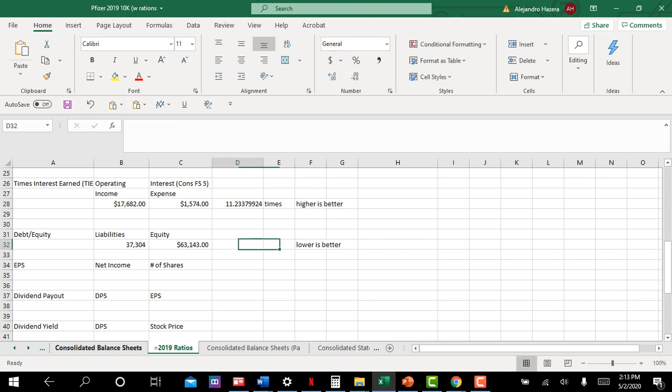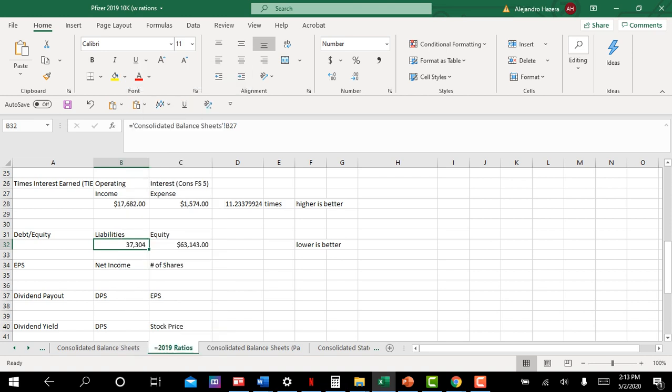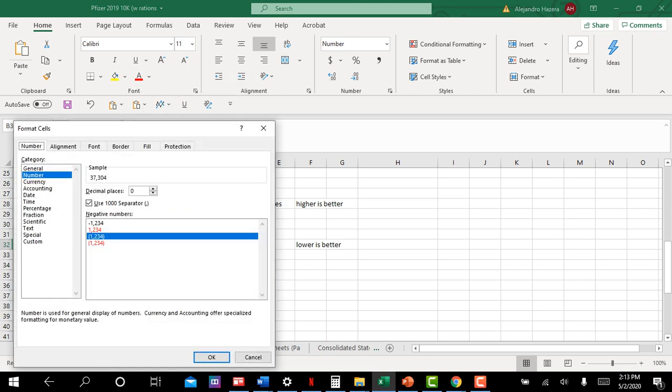Why is lower better here? Because you're asking yourself, how much debt do I have relative to real ownership in the company? And obviously, it's like credit card companies. They look at the total level of your debt. If you have too much, they're not going to lend you money. Same thing here. If you have too much, the bondholders are not going to buy your bonds. So they're looking for low levels of debt.